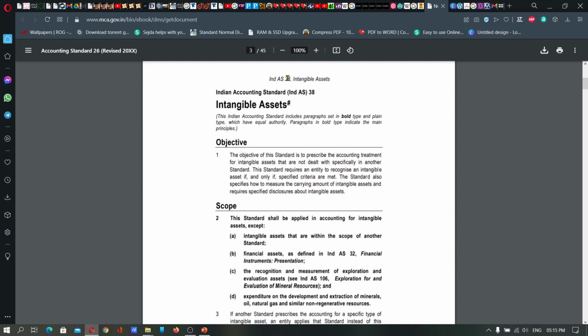Next one, Ind AS 38, intangible assets. I hope you all know what is meant by intangible assets. The objective of this standard is to prescribe the accounting treatment for intangible assets that are not dealt with specifically in another standard. This standard requires an entity to recognize an intangible asset if and only if specified criteria are met. The standard also specifies how to measure the carrying amount of an intangible asset and requires specified disclosure about intangible assets in the financial statements. I believe you have understood the point because we all know what is meant by intangible assets.